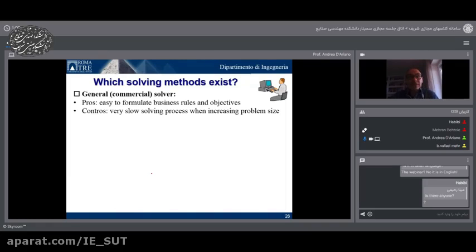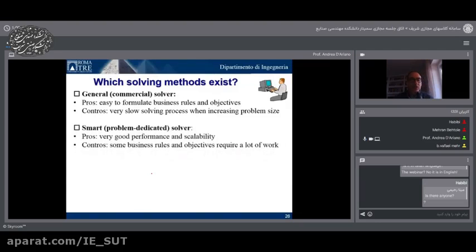Usually the commercial solver is a general solver, not a customized solver. So as the instance grows, so the number of operations increases, the more the problem complexity increases, the less the commercial solver is able to solve the problem. So you might end up that when you use the commercial solver, you cannot really solve real world instances. So you need to go for a smart solver.